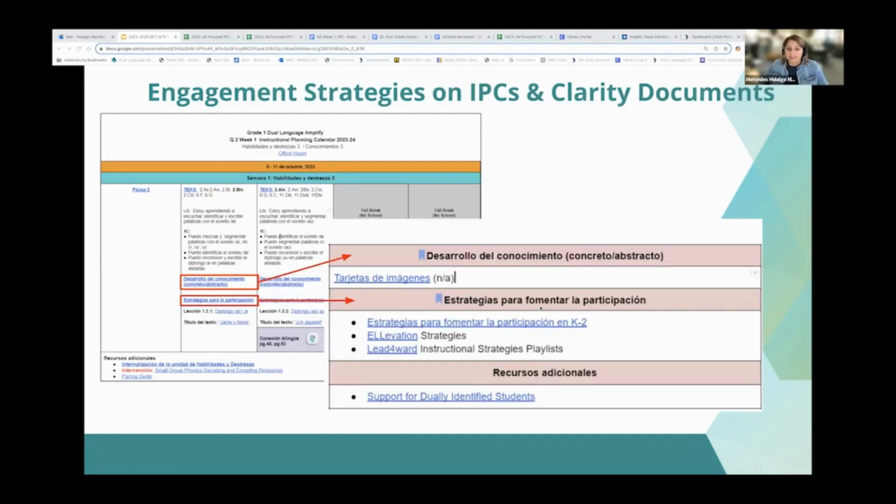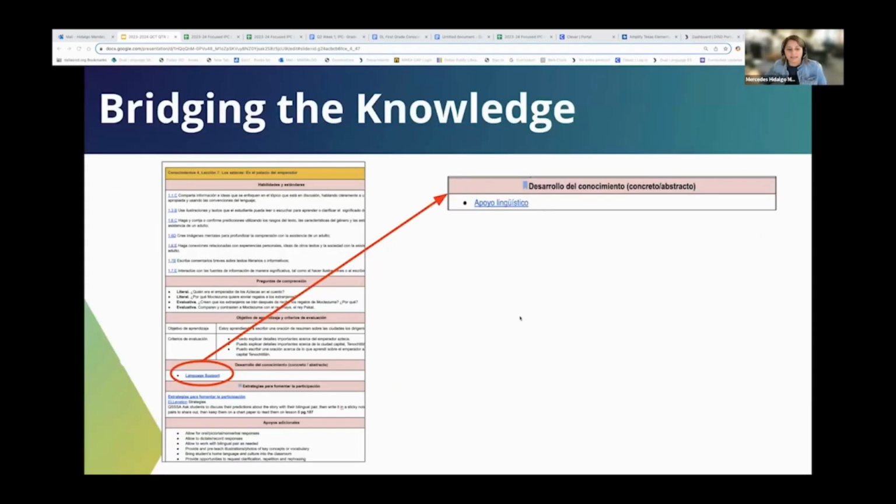But in addition to that, if you go to the IPCs and you see those links that we have in the middle of the page, where it says desarrollo del conocimiento, concrete to abstract, and we have estrategias para la participación. These are a little bit of extra support that we have added to the lessons. So make sure you follow those links.